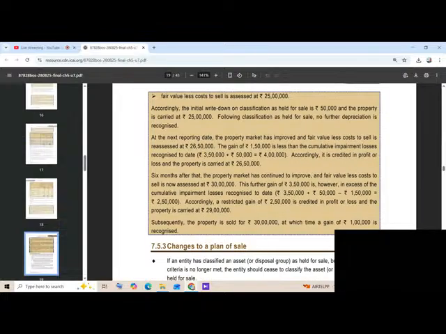At the next reporting date, the property market has improved and fair value less cost to sell is reassessed as 26.5 lakhs. The gain of 1.5 lakh is less than the cumulative impairment losses recognized to date.